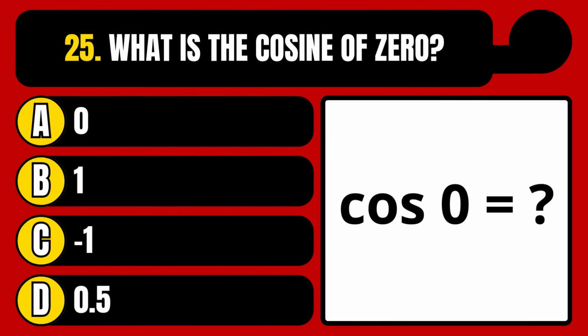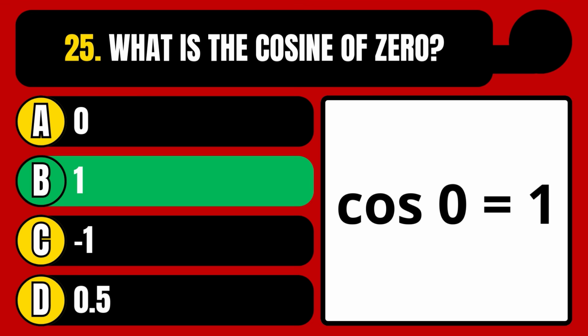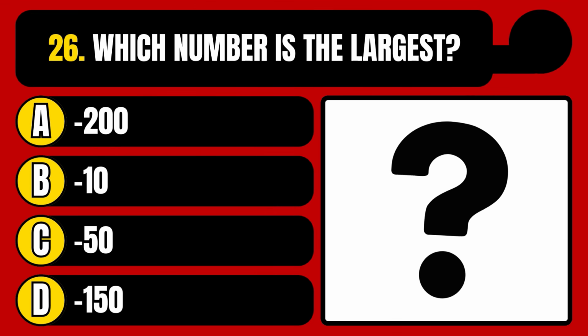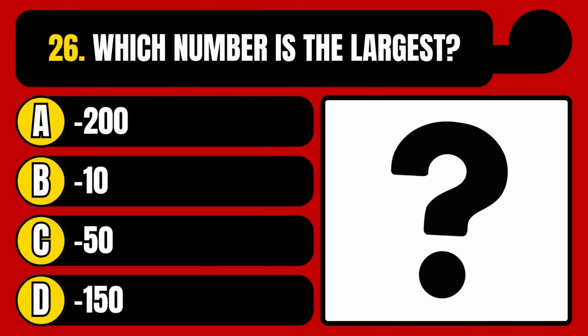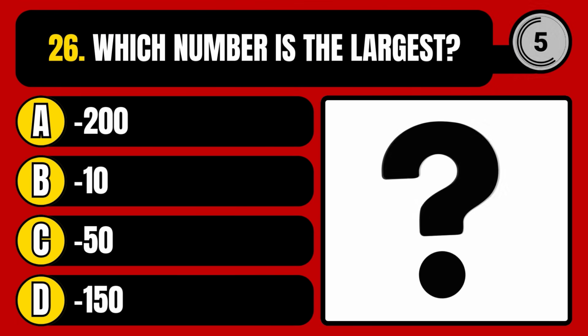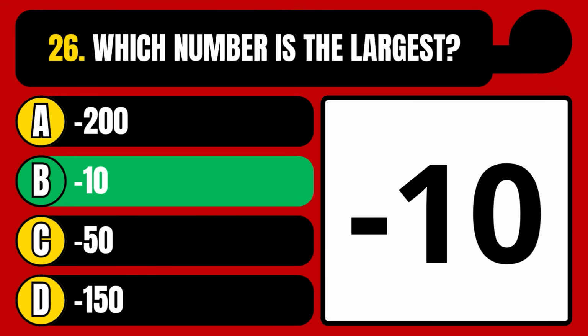What is the cosine of 0? 0, 1, negative 1, or 0.5? The correct answer is option B, 1. Which number is the largest? Negative 200, negative 10, negative 50, or negative 150? The correct answer is option B, negative 10.